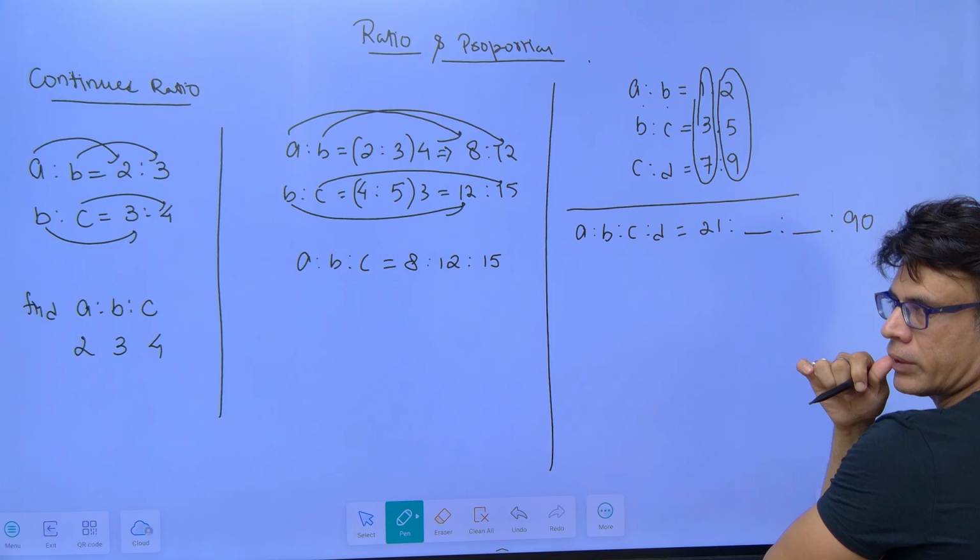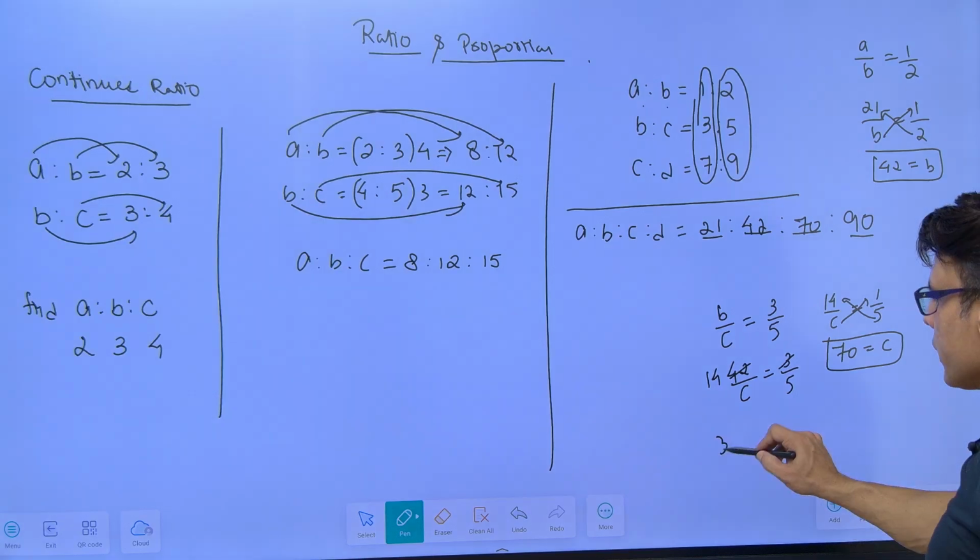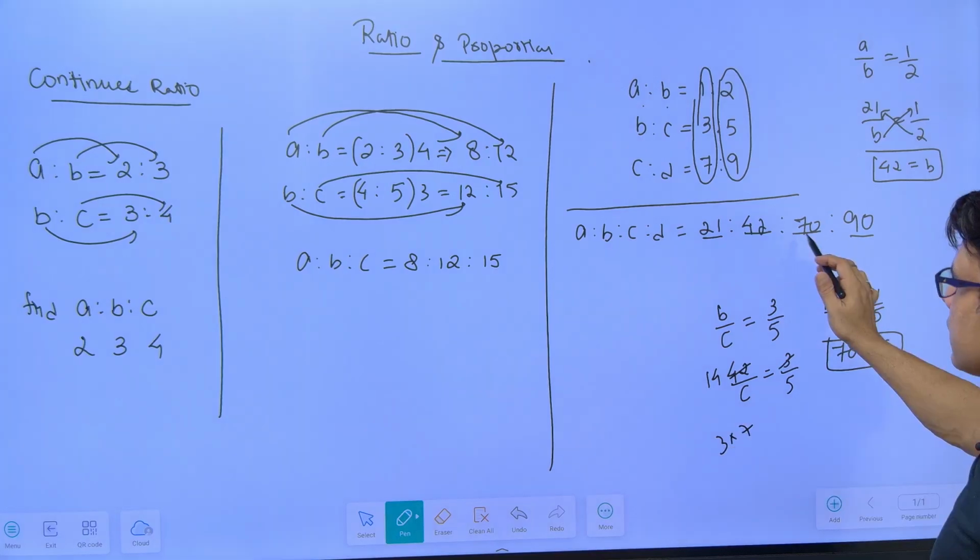See, 21 is made by what? 3 and 7. So 3 or 7 ही check करना है. 3 can cancel this, this and this cannot cancel this. 7 can cancel this, this but not this, and cannot cancel 90. So this is your answer. Right? 21 is to 42 is to 70 is to 90. That is the ratio of A is to B is to C is to D. You can find out for D is to E, E is to F or भी जो भी है, right? In the similar way.